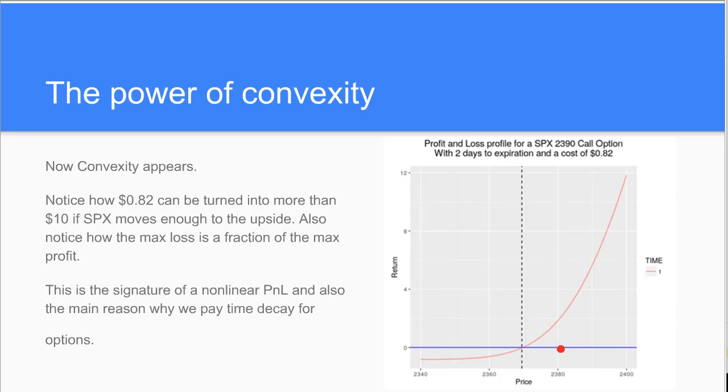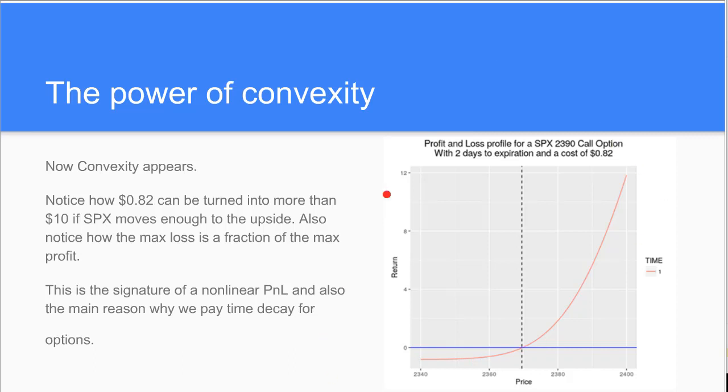And even for moves that are not that big, for instance, for 2,385, you can see it's already $4, which is probably 5 times what you pay for the option. So you notice that convexity is a very powerful thing. If the move happens in a short enough period of time, the profits accumulate really quickly. And notice also what happened to the losses. The losses don't accumulate. The losses are basically limited to the premium you pay for the option, and in fact, it moves towards that value slowly and nicely.